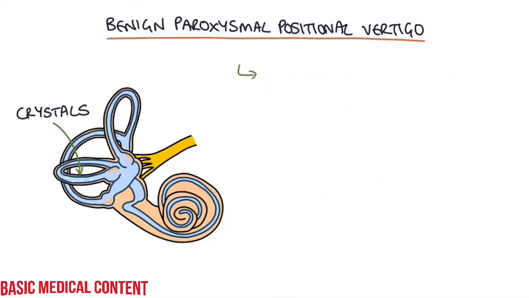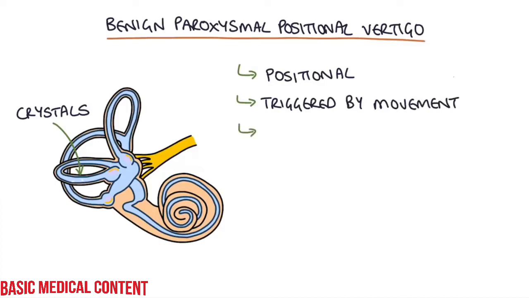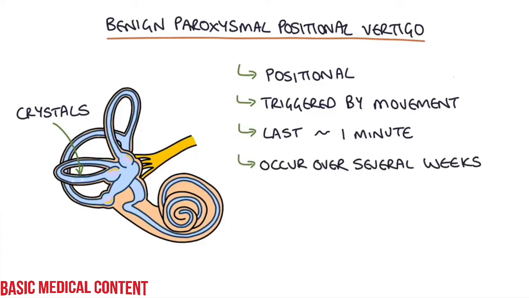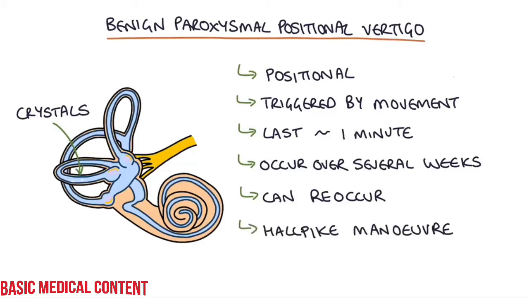The symptoms are usually positional because movement is required to confuse the system. And when the patient becomes completely still, there's no disruption to that movement of fluid, so they're symptom-free. Therefore, the attacks of vertigo are triggered by movement, and they can last around a minute before the symptoms settle. Often symptoms occur over several weeks and then resolve, but they can reoccur weeks or months later. A special test called the Hall-Pike maneuver can be used to diagnose BPPV.